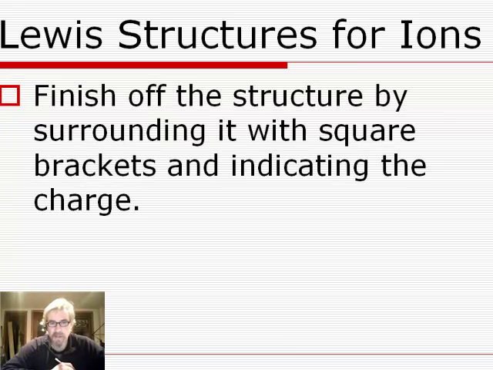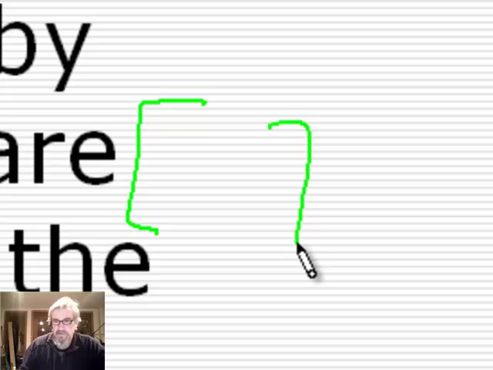And then here's something that's different for ions. Once you're done and you've satisfied that your structure is what it should be, you want to surround it with square brackets, like this, and then indicate its charge. Let's try a few examples.